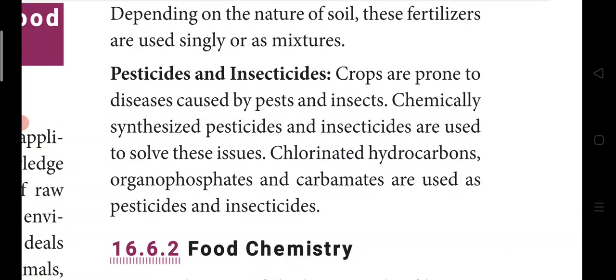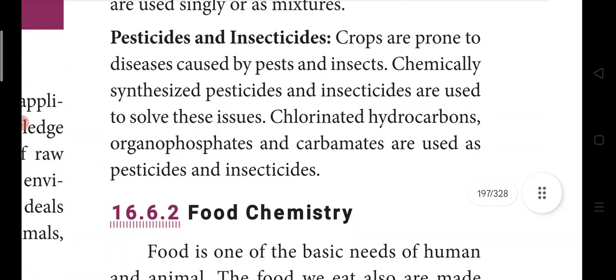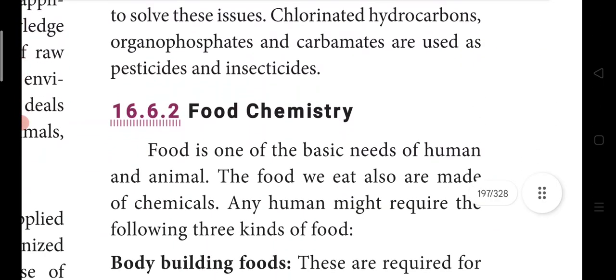Pesticides and insecticides. Crops are prone to disease caused by pests and insects. So a crop, insects can attack. Chemically synthesized pesticides and insecticides are used to solve these issues. So by using chemicals, we can kill the insects and pests. Chlorinated hydrocarbons, organophosphates and carbamates are used as pesticides and insecticides.